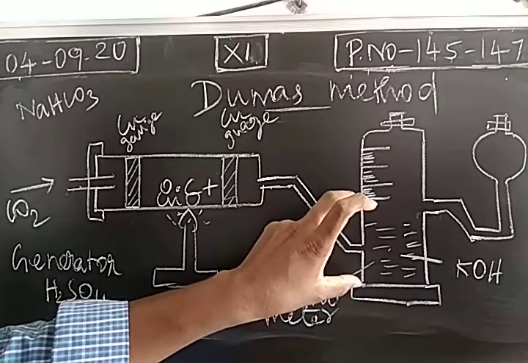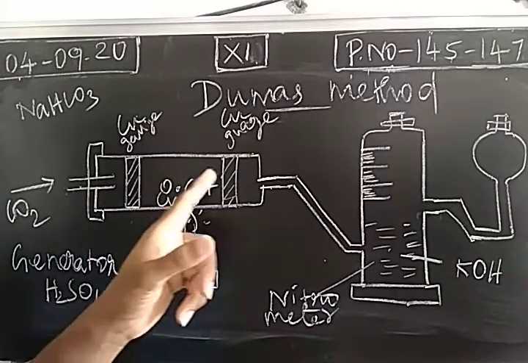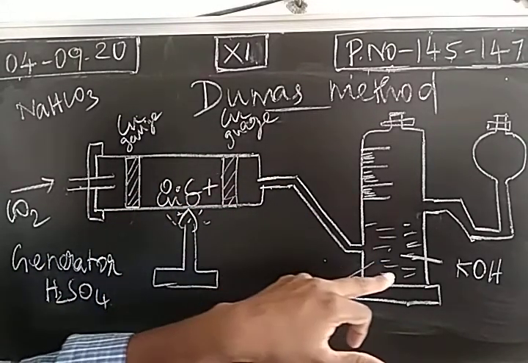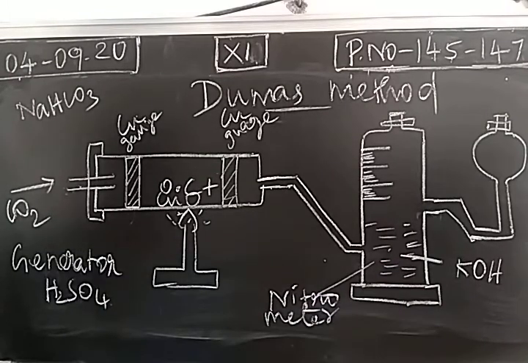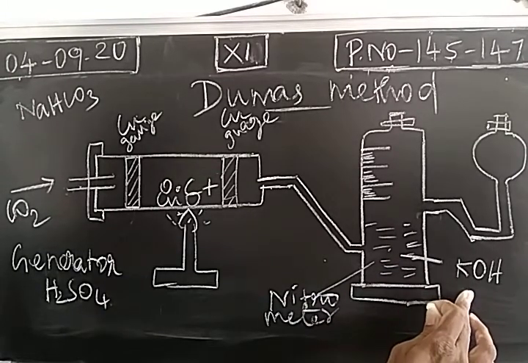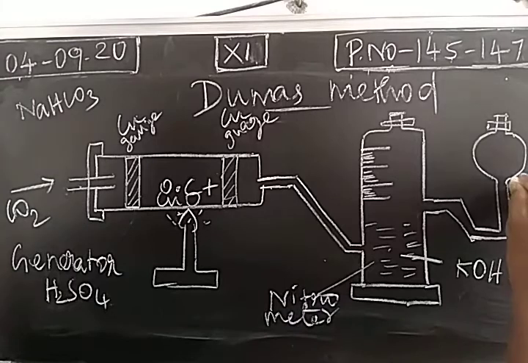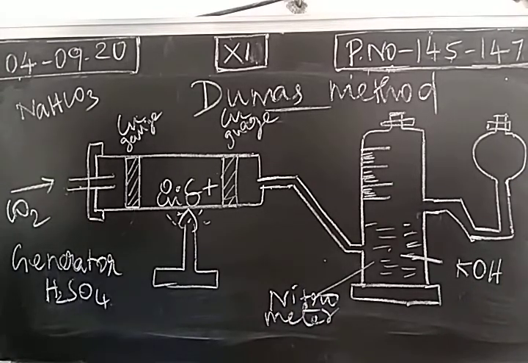We have potassium hydroxide solution here. When the carbon dioxide along with the impurity atmospheric air is coming out and passing through this, carbon dioxide will be dissolved here. So CO2 plus KOH forms potassium carbonate. So carbon dioxide will be dissolved here. Remaining the impurity, atmospheric air, will come out.